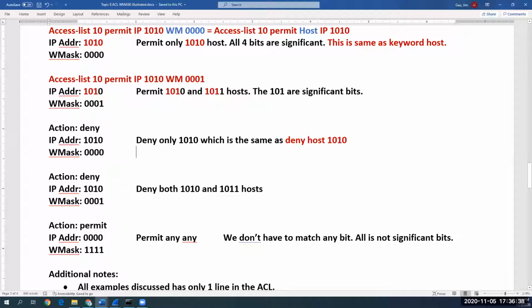Now we keep going on with this sample, 1010, and then we change the WM to 0001. Then of course we're going to deny what? Deny whatever is significant here. Significant is 101. So we're going to deny 101, and the last bit here is insignificant. So as long as your first three bits are 101, and we don't care about your fourth bit, you'll be denied. Therefore, we will deny both the 101 with 0, and the 101 with 1.